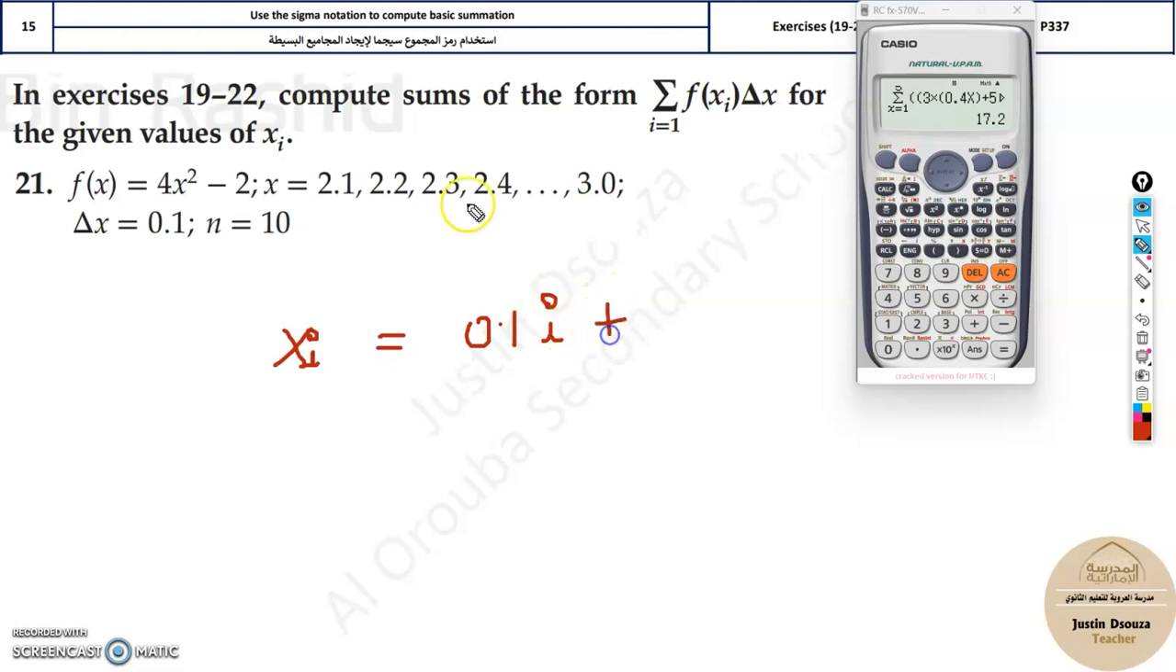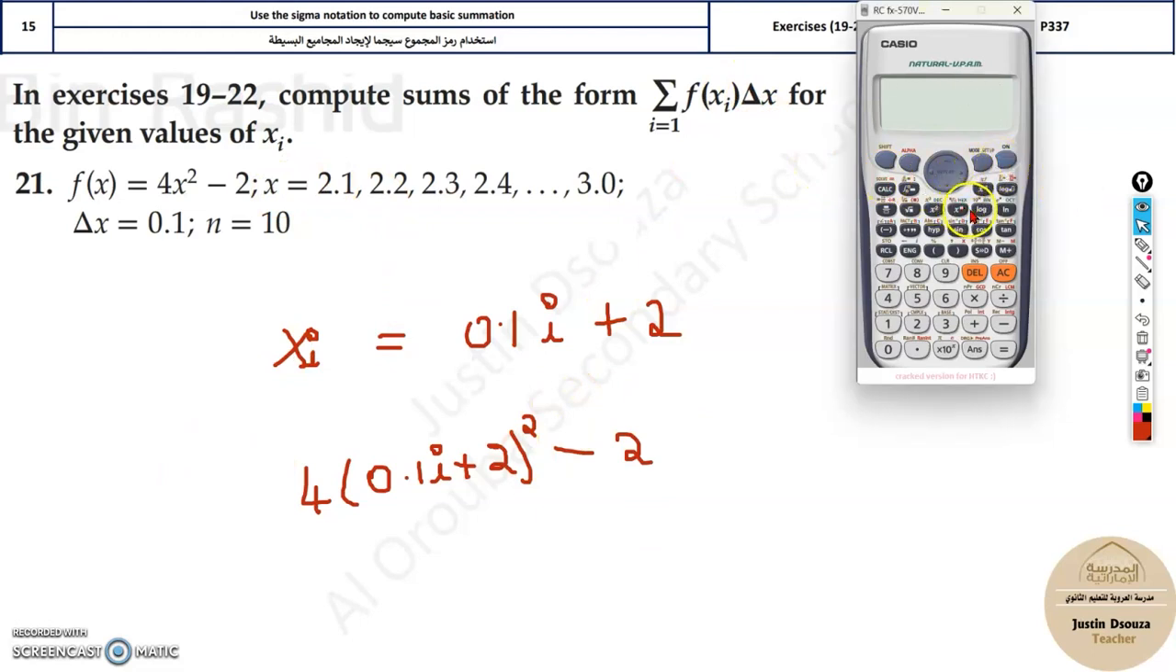You need to add the value where it started from. Just see whatever is the first value and subtract this delta x. That is 2.1 minus 0.1, which is equal to 2. This is the only difference. Now you are supposed to substitute (0.1i plus 2) the whole square minus 2 instead of x. Why? Because it's not starting from 0. And don't forget to multiply delta x.